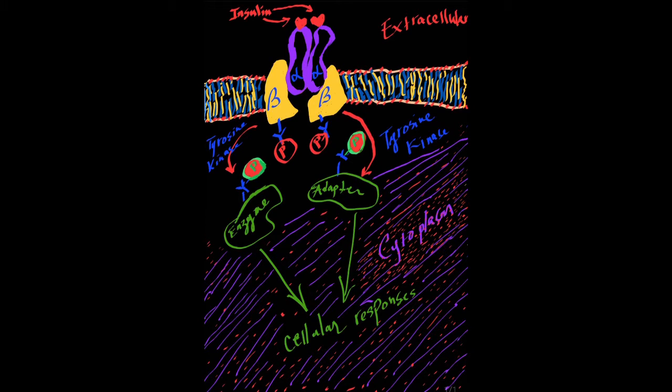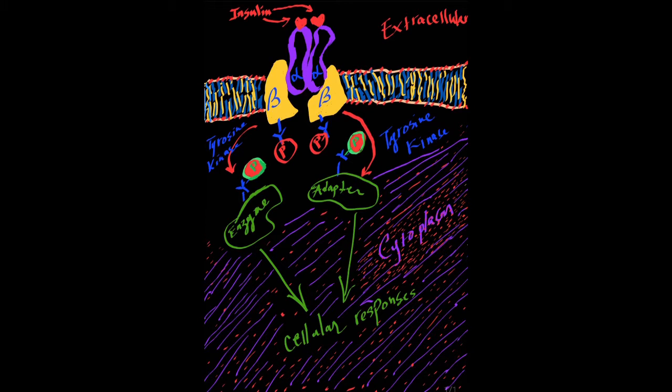In doing so, it is going to activate the enzyme activity of the beta subunit. The enzyme activity of the beta subunit is a tyrosine kinase. What does that mean? That means that the beta subunit can phosphorylate tyrosine residues, first on itself.